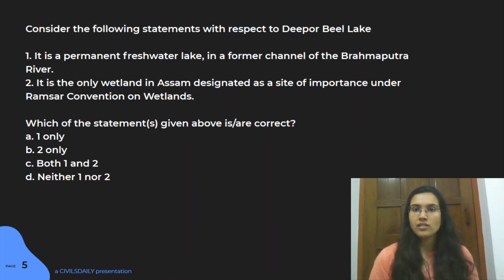The next question is related to Deeper Beale Lake. Now again, the lakes, especially if a lake is related to your Ramsar wetland, you should go through it very nicely. Recently, there were some sites that were added to Ramsar sites, even in 2021 and 2020 also. Go through them also, that they are important. Each and every Ramsar site should be on your tips. That is the basic idea here.